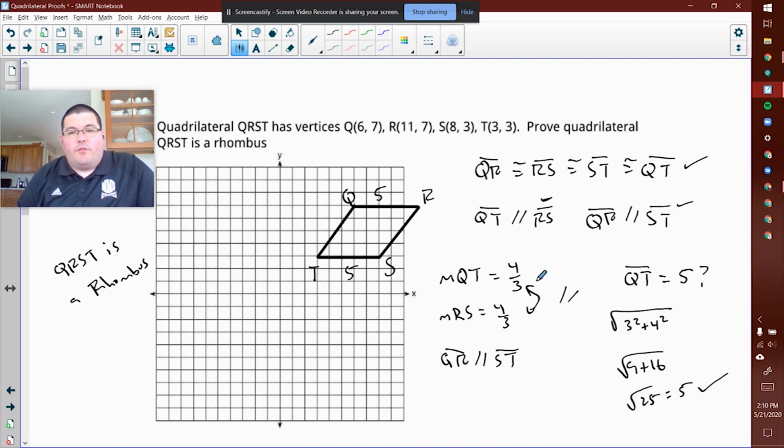So in each of these situations, so long as we have the algebra to back up our statement, right? We have proof of parallel lines, proof of congruent sides. We can make these claims based on what we know about these properties and definitions of quadrilaterals.